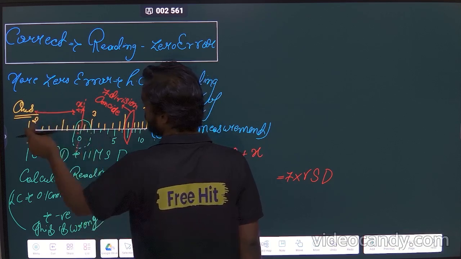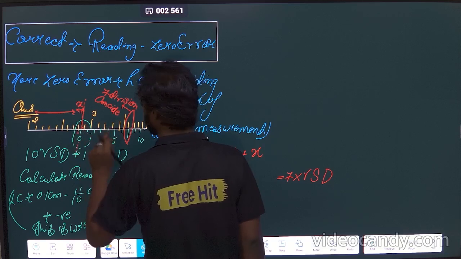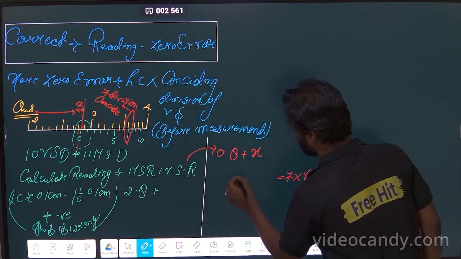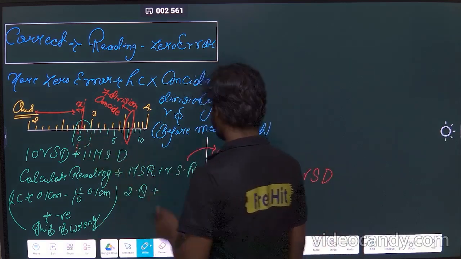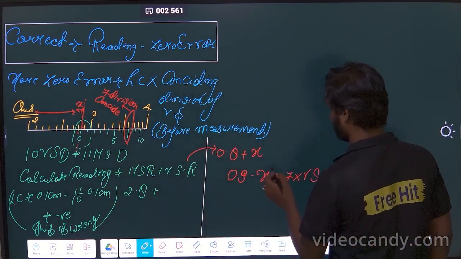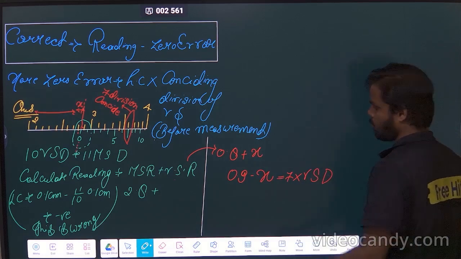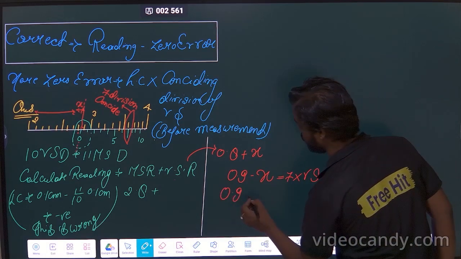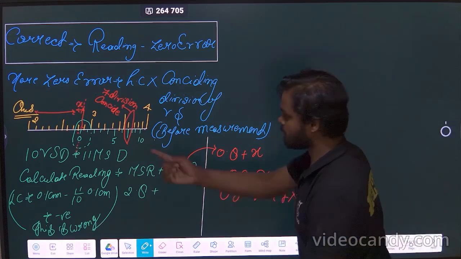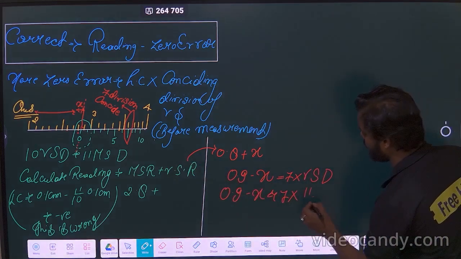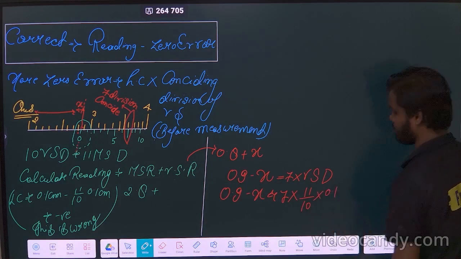So what I am going to do, I will calculate from here to here. So this will become how much? 0.1, 0.2, 0.3, 0.4, 0.5, 0.6, 0.7, 0.8, 0.9. So this value is 0.9. 0.9 minus x will be equal to 7 times of vernier scale divisions. So from here we get 0.9 minus x is equal to 7 times of vernier scale divisions. This will be 11 by 10 into the main scale division, which is equal to 0.1 centimeter.